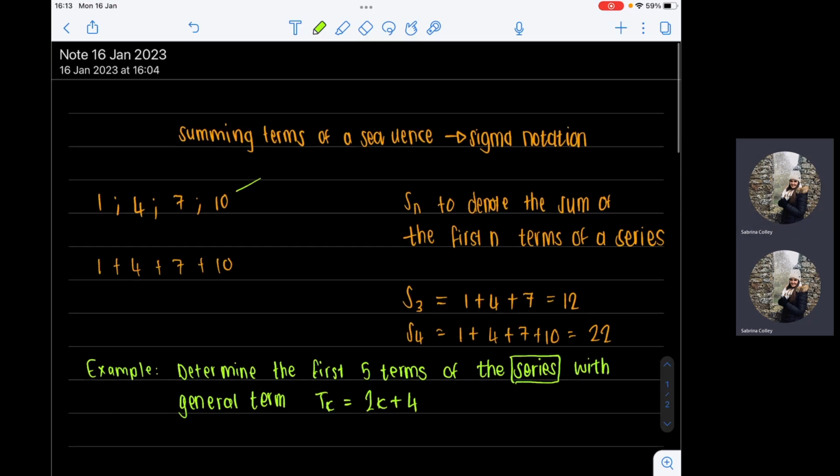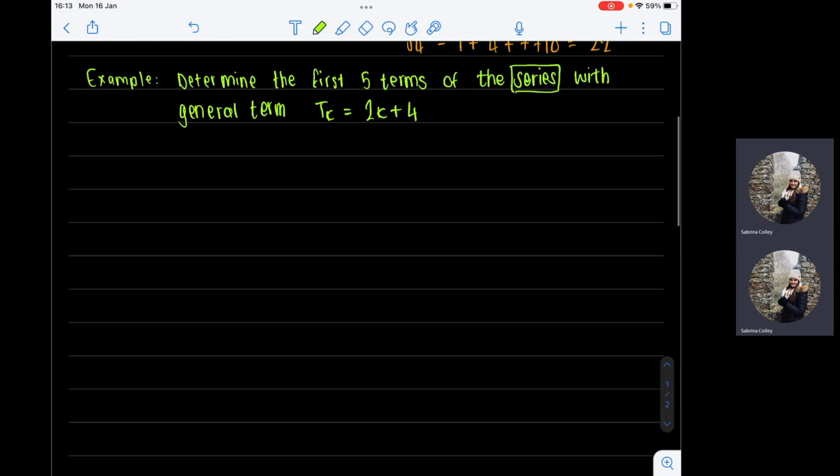Like I said, you're used to us calling this a sequence, or in previous years it was number patterns. That's called a sequence, right? Now your series is when we start adding those terms. So a sequence is without summing, it's just your normal number pattern. A series starts as soon as you start adding those terms together. So if we say determine the first 5 terms of the series with general term 2k plus 4, that means they basically want the sum of the first 5 terms. If they're talking about series, they want that summing.